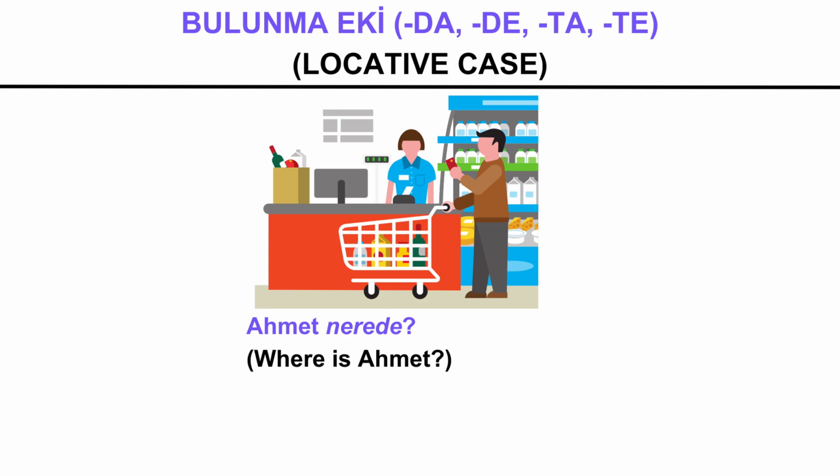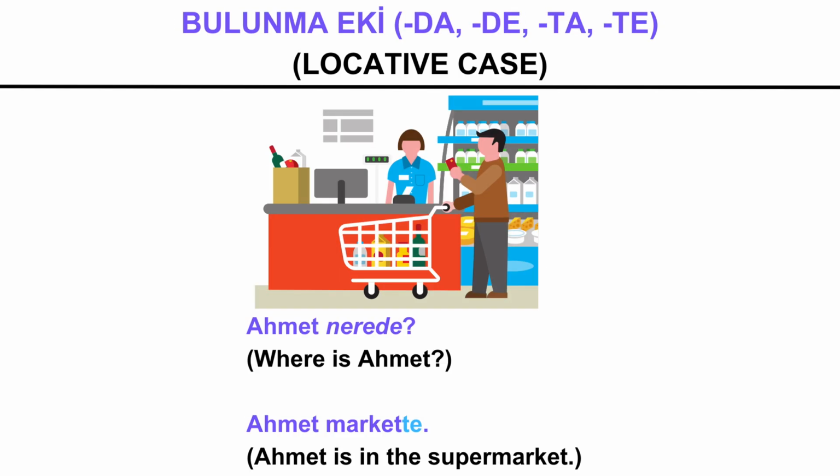Ahmet nerede? Ahmet seems, from the image, to be in a grocery store. Therefore, our answer will be Ahmet markette. Market is grocery store. When we say markette, it implies in the grocery store.